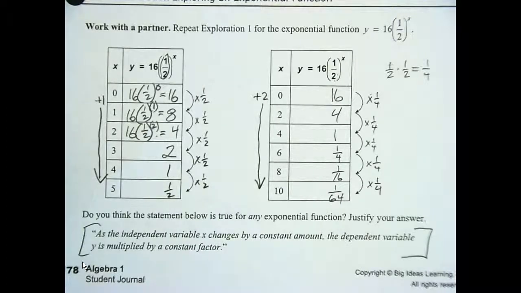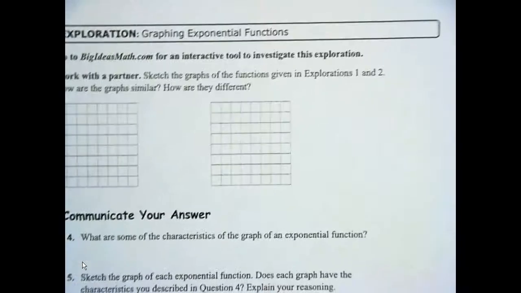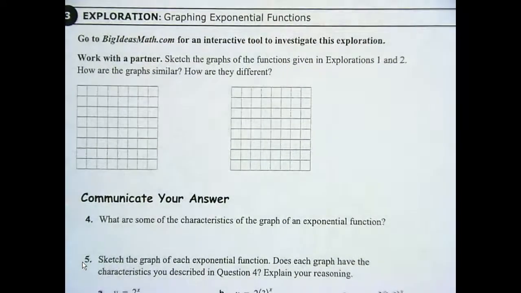It helps to see patterns. Helps to see what x and y equals. What else does it help us do? Logan? Makes it much easier to graph, which is kind of what we're doing next. Exploration 3, if you take a look at that. It says, work with a partner and sketch the graphs of the functions in exploration 1 and 2.